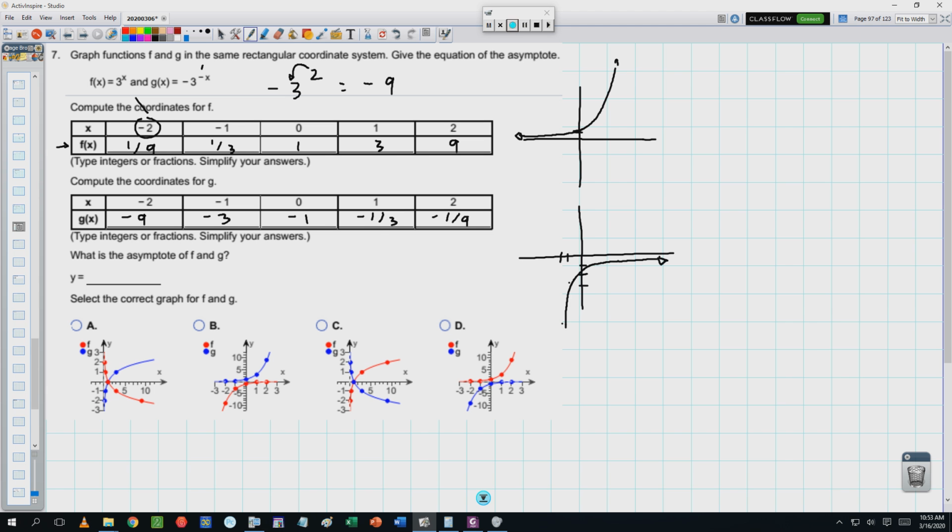Both of these graphs have the same asymptote. This x-axis is keeping the graph here above, here below. So your asymptote for both of these is y is equal to 0. So the closest match I see is, it says f is in red, g is in blue, so that's D, and the asymptote is y is equal to 0.